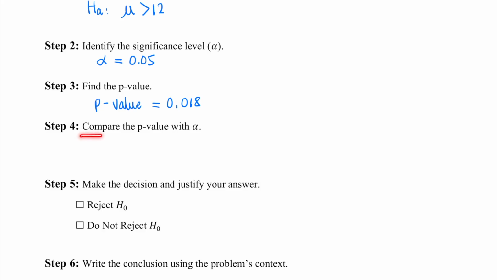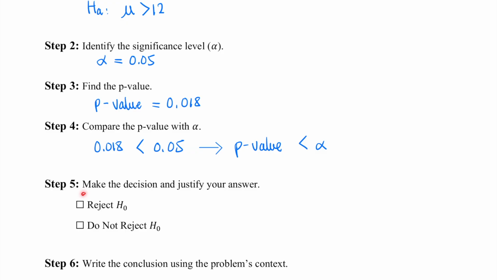Step 4, compare the p-value with alpha. P-value is 0.018 and alpha is 0.05. Now ask yourself, is 0.018 less than 0.05? Yes. So p-value is less than alpha.